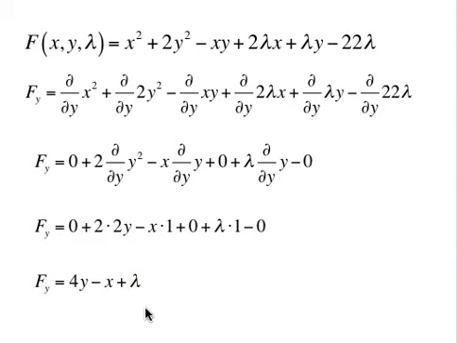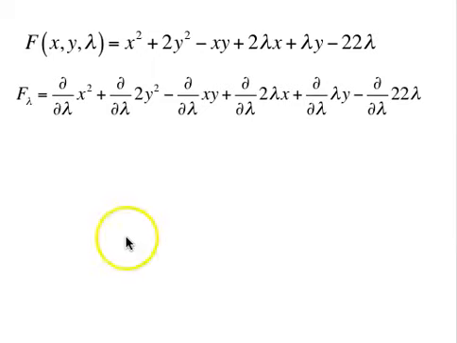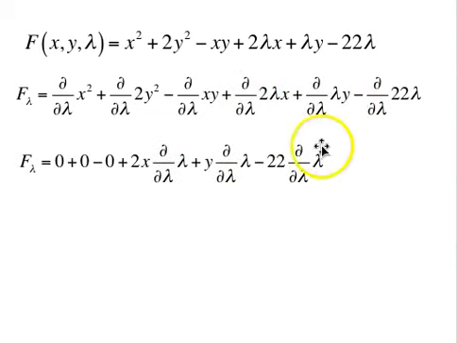And there's one more partial derivative for us to do, namely F sub lambda. So we take the partial with respect to lambda of all of these things. First piece is 0, second piece is 0, third piece is 0. Pull out 2x, pull out y, pull out 22. And these guys are all just 1.